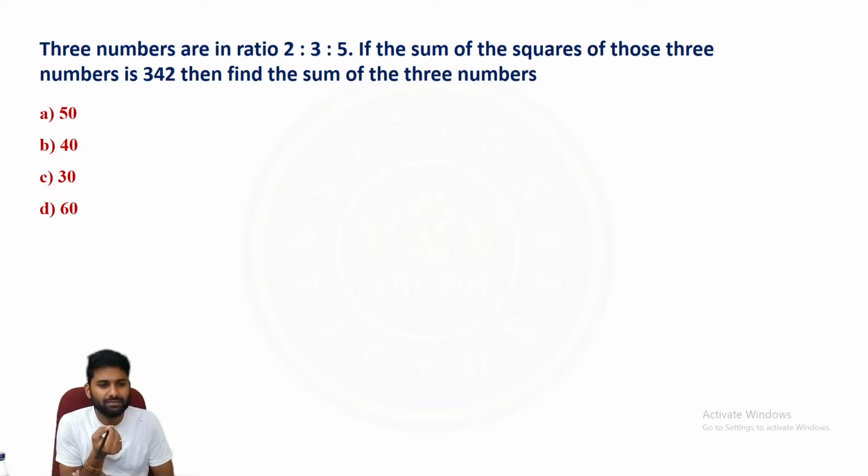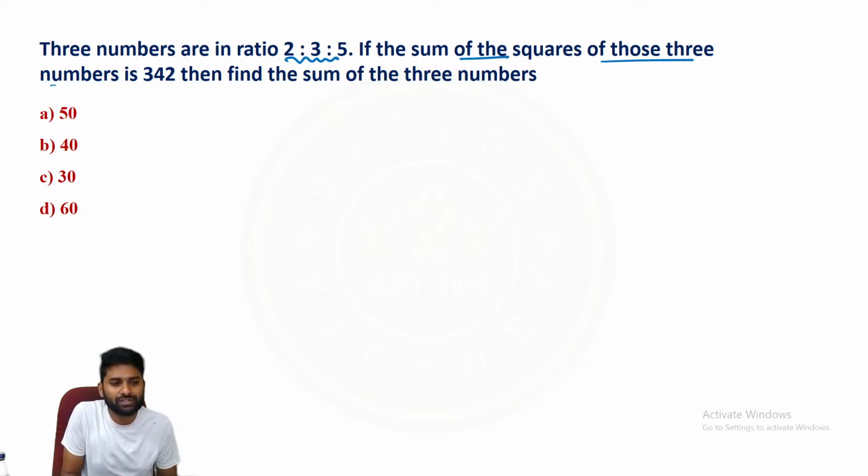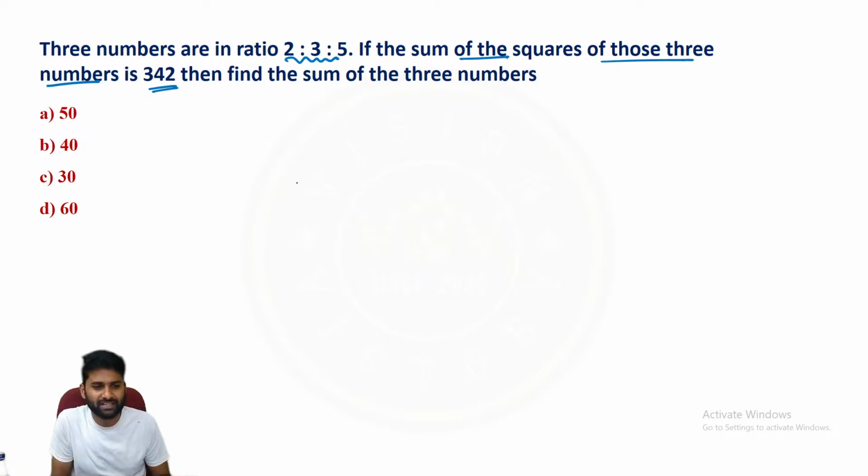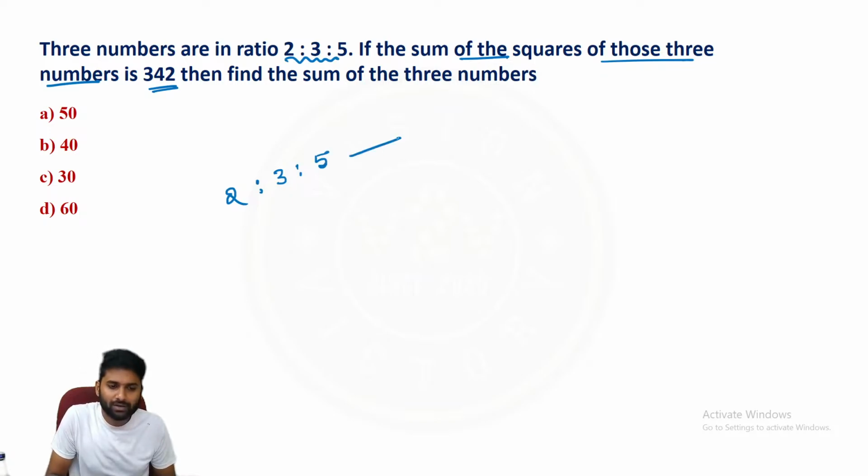Now see, three numbers in the ratio of 2 is to 3 is to 5. The sum of the squares of those three numbers is 342. Find the sum of the three numbers. See, those three numbers are in the ratio of 2 is to 3 is to 5.